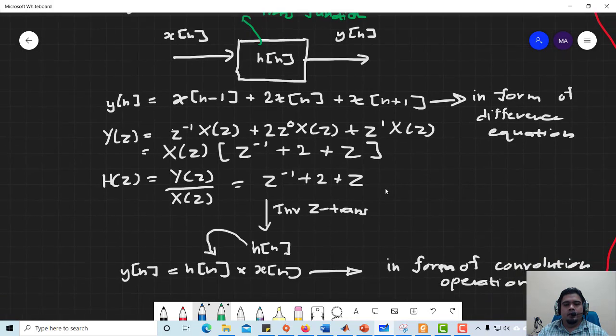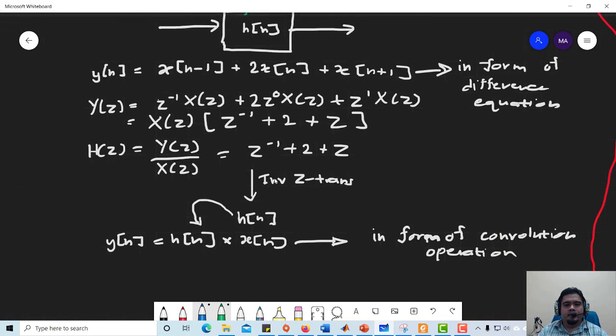Of course, the next process is you need to apply the inverse Z transform to convert it back to the original filter in time domain, which is h(n), and that's how you get back your expression in form of convolution operation.